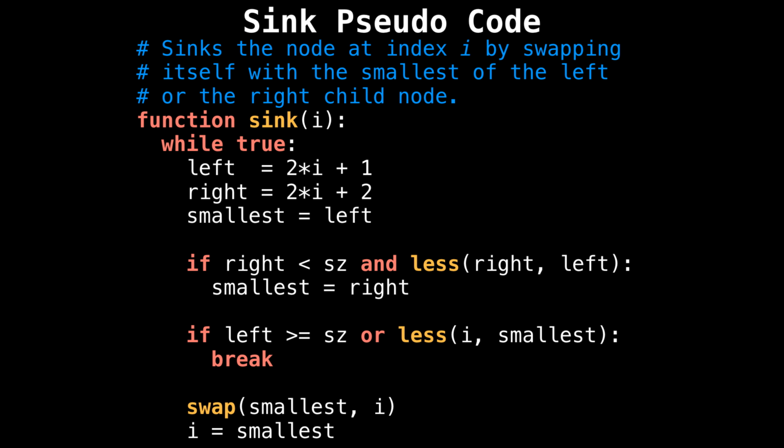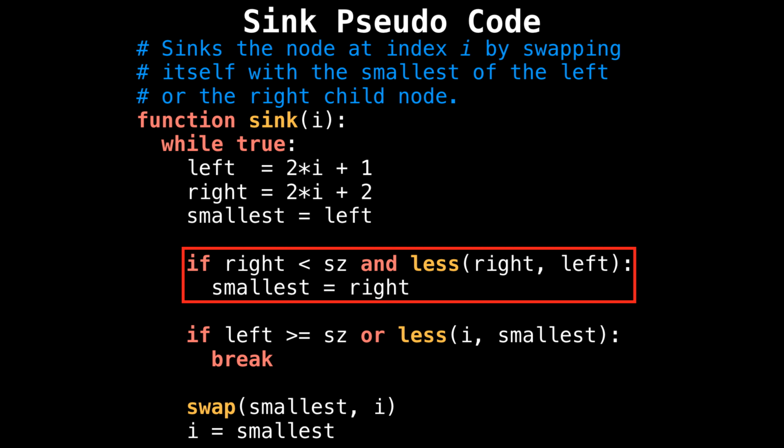Let's take a quick look at the sink method so we understand how that works. To sink a node, we want to select the child with the smallest value, defaulting to the left child if there's a tie. In this next block, I try to update the smallest child to be the right child. But first, I need to check if the right child node index is within the size of the heap and its value is actually less than the one of the left node.